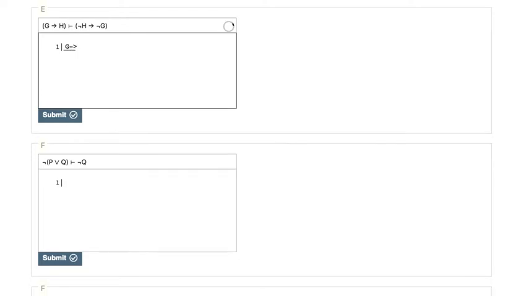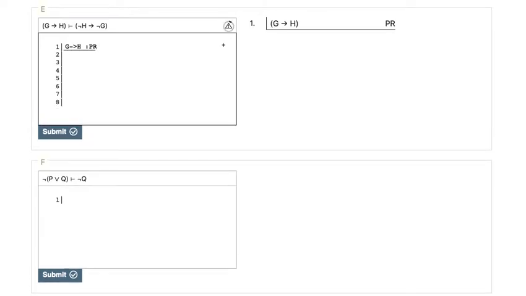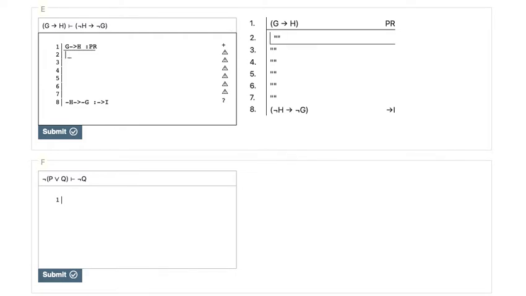So start out in the same way. G arrow H, colon, capital P, capital R, to tell it it's a premise. And then we think, not H, arrow, not G, plan to use conditional introduction. Okay, back up here, line 2, I press the space bar to start a subproof. I assume not H, colon, AS, to indicate that it's an assumption. So it's capital A, capital S.